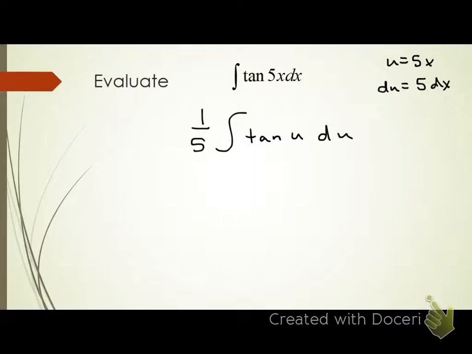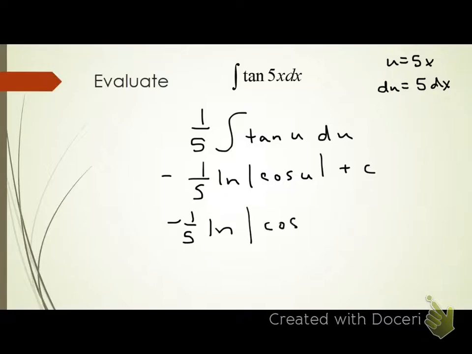Okay. What is the antiderivative of tangent of u? So I'm going to go 1/5. What is it? Negative. Can I change that to a negative? 1/5 ln absolute value cosine of u plus c. Well, hold on. What's u? So then you just go in and you say negative 1/5 natural log of the absolute value of the cosine of 5x plus c.